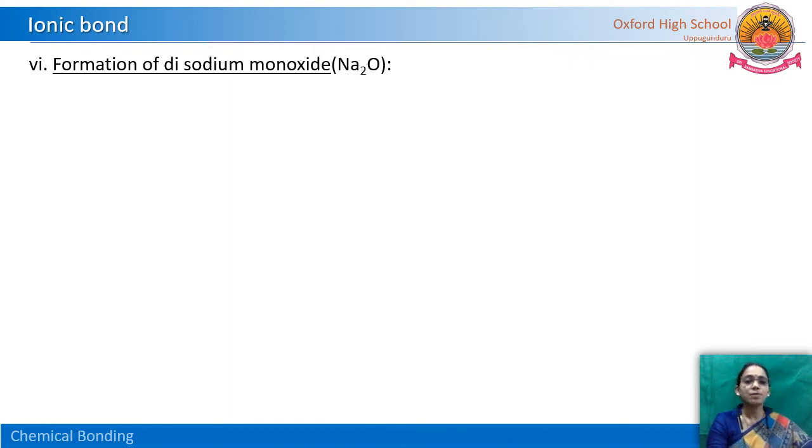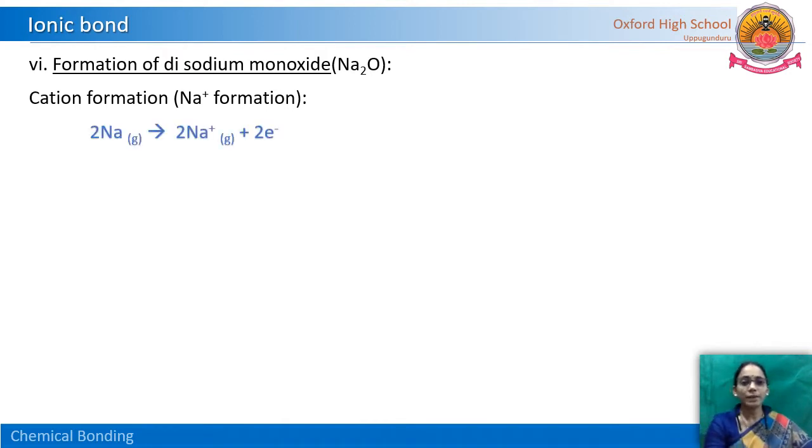Let us see. First, for formation of disodium monoxide, what do we have to write? Do you remember? We have to write the cation formation and anion formation. Among these two, which is cation and which is anion? Na, sodium metal, is the cation. Write the equation here: 2Na gives rise to 2Na+ plus 2e-.